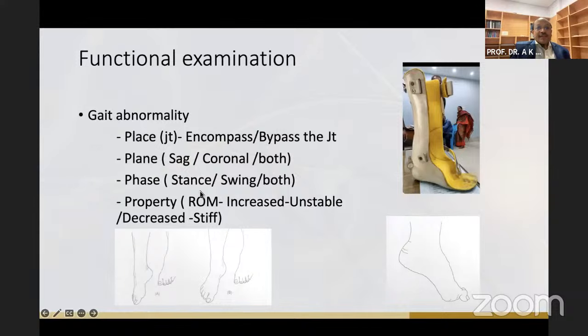Now, in which phase: is it the stance phase, swing phase, or both phases? Now, this is in the swing phase. In the swing phase, the foot appears to be plantar flexed and the heel appears to be collapsed on the medial side, that means valgus heel, so equino-valgus deformity. Whereas, see, this is the stance phase. In stance phase, equinus is there, but the valgus is corrected. So that means only one plane abnormality is actually there.